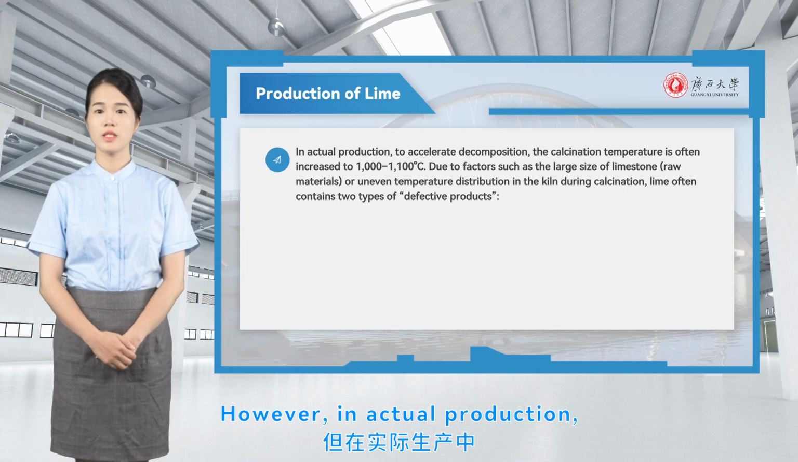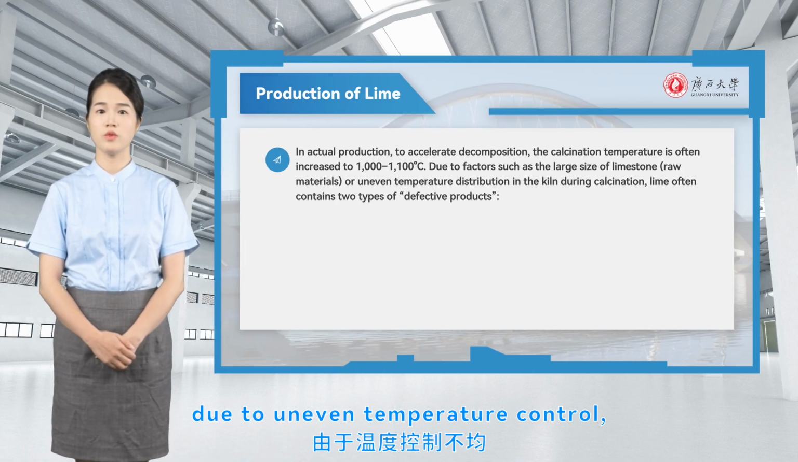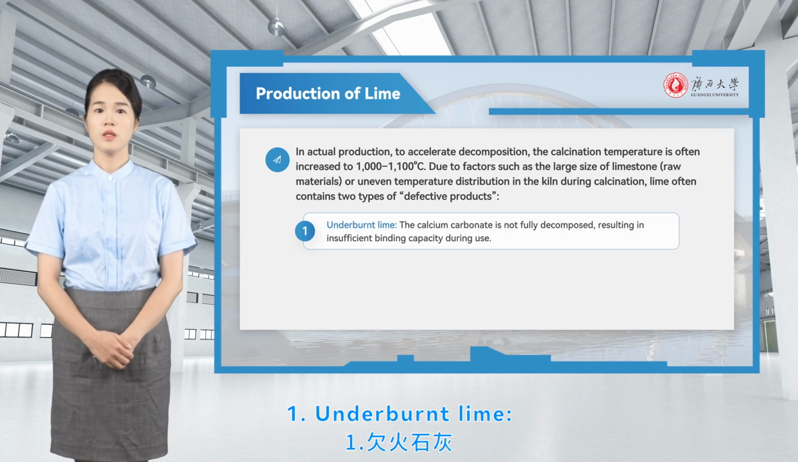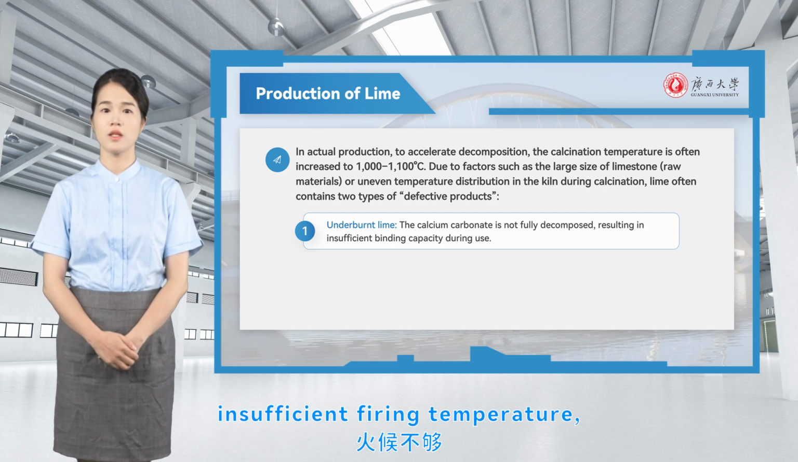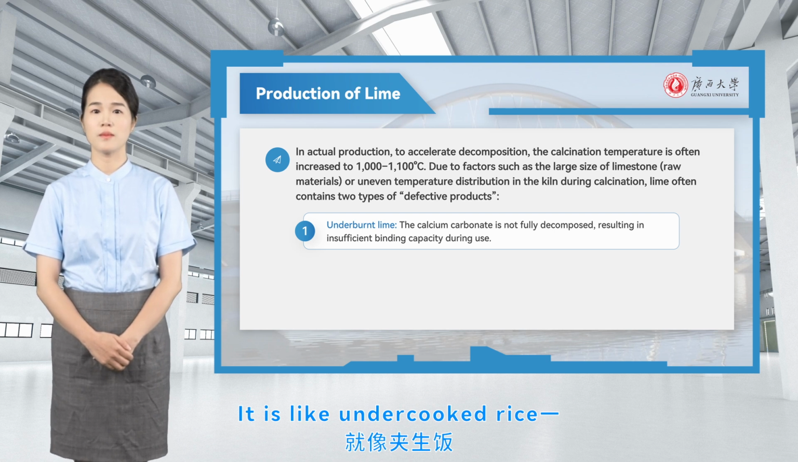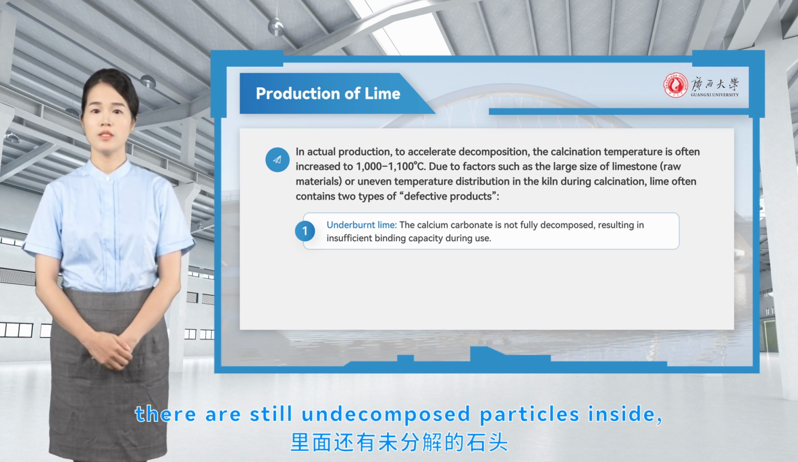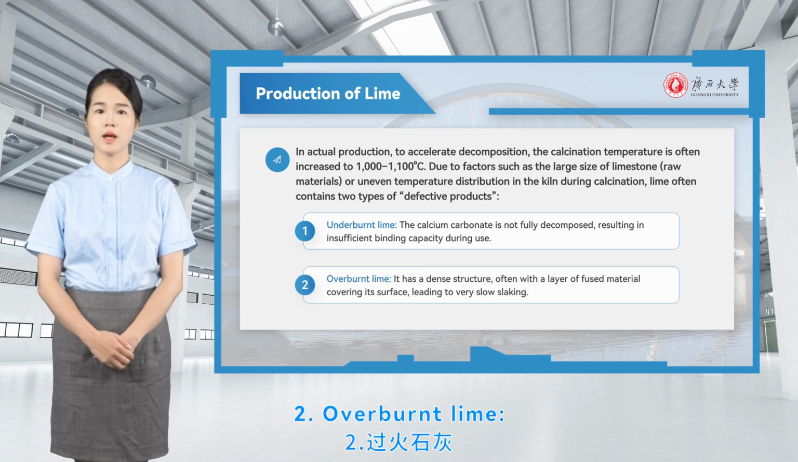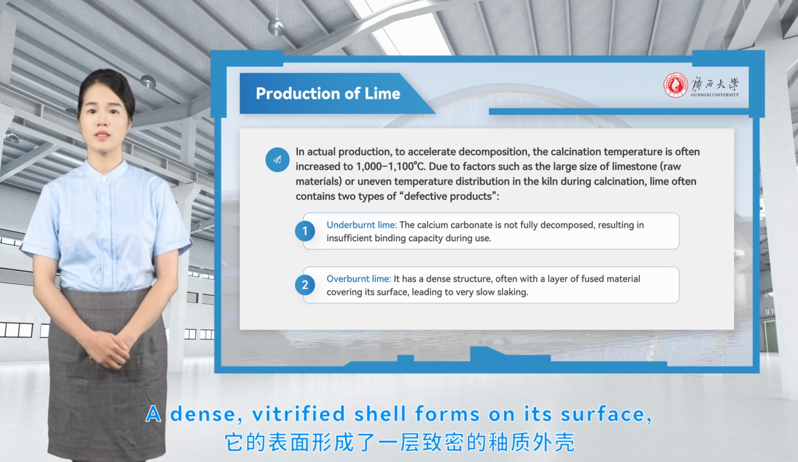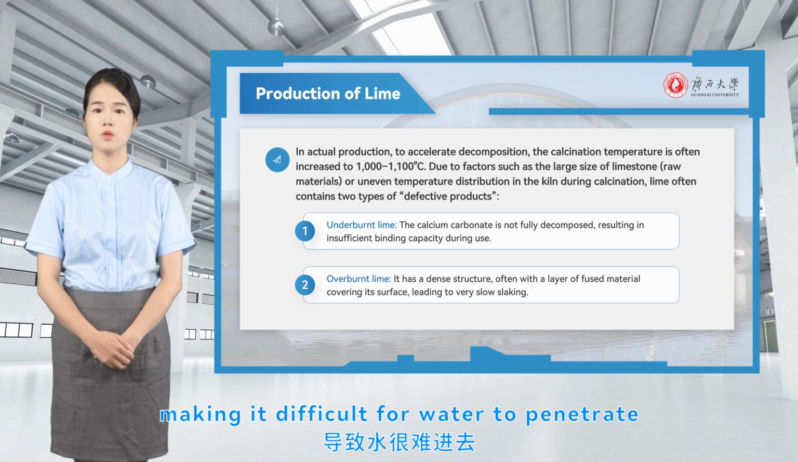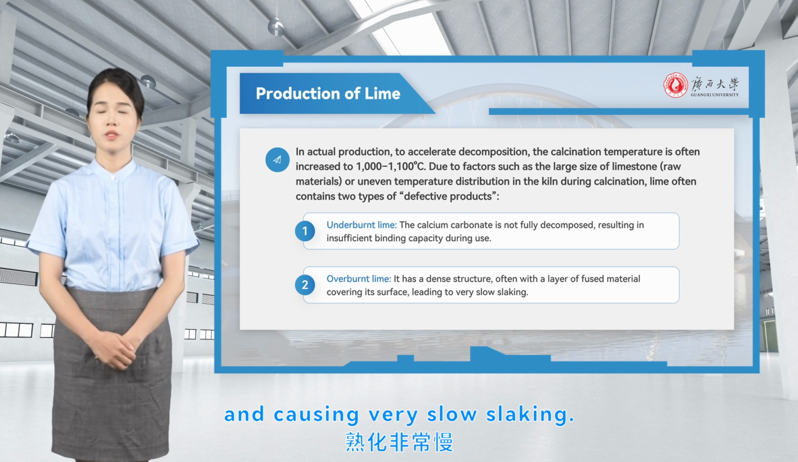However, in actual production, due to uneven temperature control, two types of defective products often occur. One, underburnt lime. Insufficient firing temperature, resulting in incomplete calcination. It is like undercooked rice. There are still undecomposed particles inside, which results in reduced binding capacity. Two, overburnt lime. Excessive calcination, meaning it has been overheated. A dense, vitrified shell forms on its surface, making it difficult for water to penetrate and causing very slow slaking.